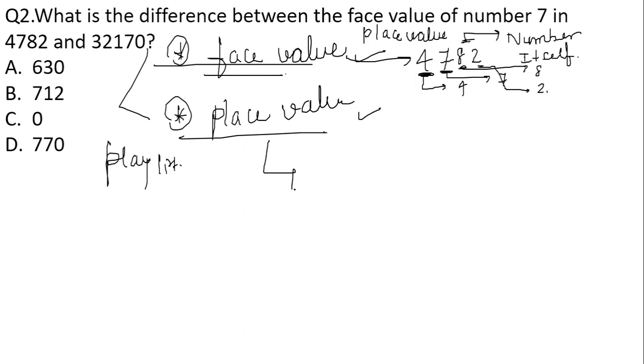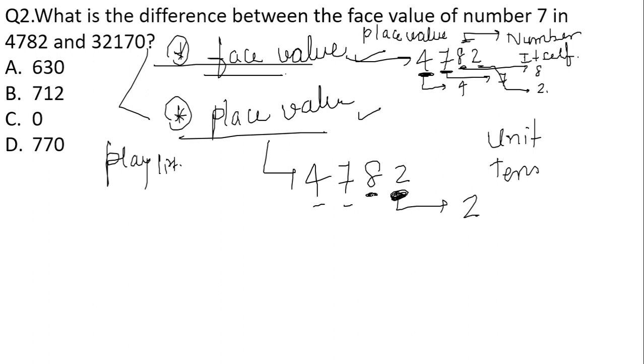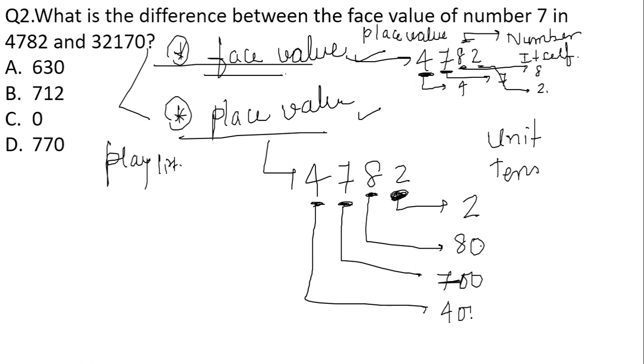What if we want to talk about the place value? We know the unit place, tens place, hundreds place, thousands place. So the place value for 2 is 2. The place value for 8 will be 80. What is the place value for 7? It is at the hundreds place, so it will be 700. The place value for 4 will be 4000, and it is at the thousands place. So this is the difference between place value and face value.